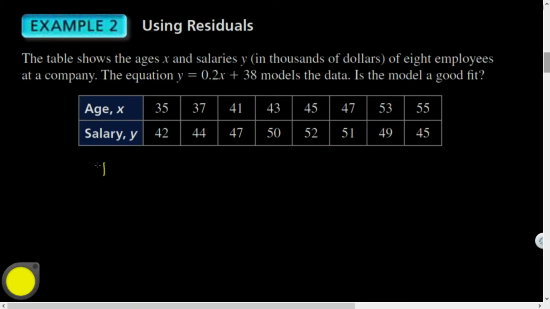All right. The model, oh dear, what did I do? Model is not a good fit. And our explanation would be that there were more points above than below for the residuals.